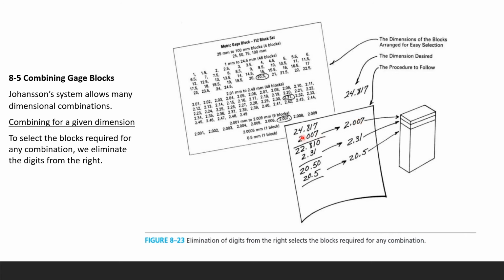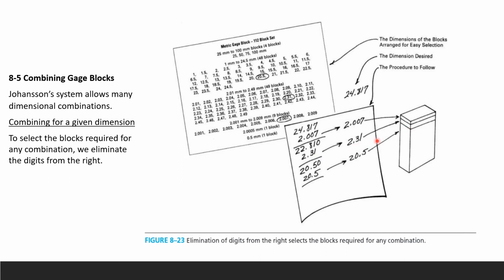Okay, so now we want to measure 24.817. We're going to choose blocks to measure this to give better precision. Instead of using another instrument, we're going to use gauge blocks. And we want to measure 24.817. So the very first block is the 2.007 block, because I've got my 7 at the end. So we're going to eliminate the 7, and then we're going to eliminate the 1, which is the 2.31.